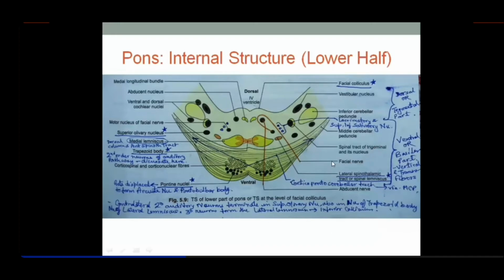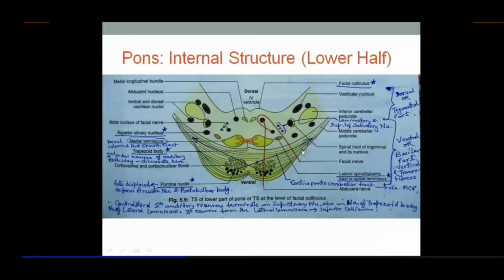These fibers reach here laterally, and they will be conveyed into the vestibular nucleus. Similarly, fibers coming from the organ of Corti of the cochlea will also be relaying here into the two nuclei. You have a ventral and dorsal cochlear nerve nucleus placed on the two sides of the inferior cerebellar peduncles.